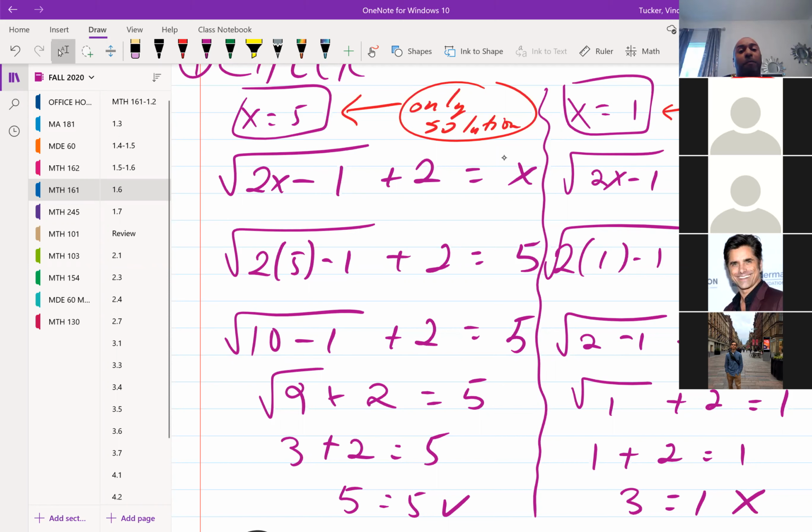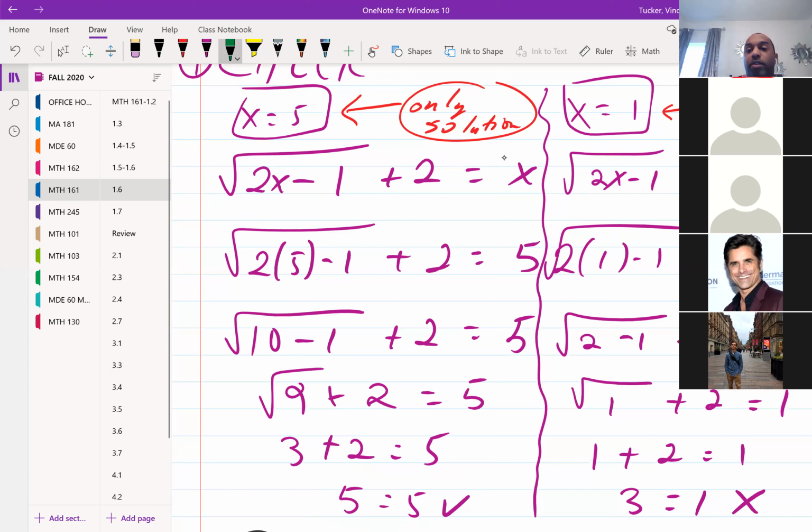So this is us checking it now. Check both of our solutions. We have x equal to 5, x equal to 1. You go back to your original equation, which was the square root of 2x minus 1, plus 2, equal to x. So I plug in 5 where I see x for the first one, and then do the work. If it comes down to a true statement, then it is a solution. So notice we plugged that 5 in there. 2 times 5 minus 1 gave us 10 minus 1 under the radical. 10 minus 1 gave us 9. Square root of 9 is 3. 3 plus 2 is 5. So you see that worked out for us. 5 equal to 5.